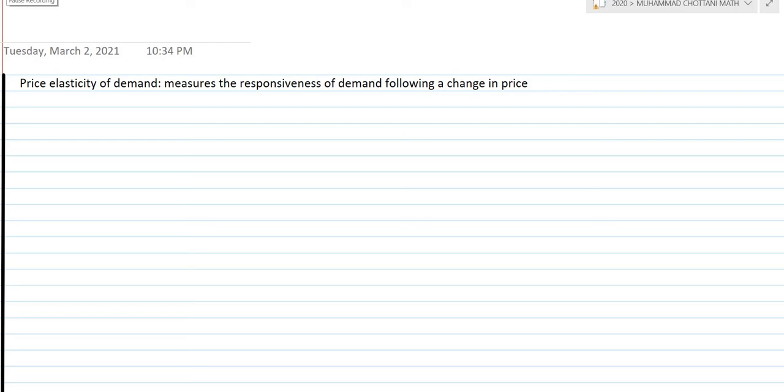So in our today's class, we will be talking about price elasticity of demand. Basically, price elasticity of demand measures the responsiveness of demand following a change in price, meaning how much impact a change in price has over a change in demand.